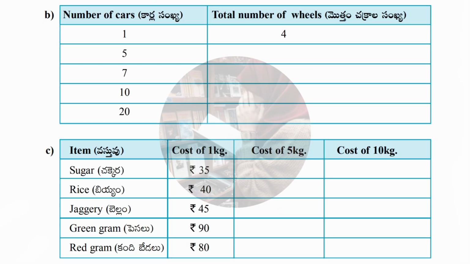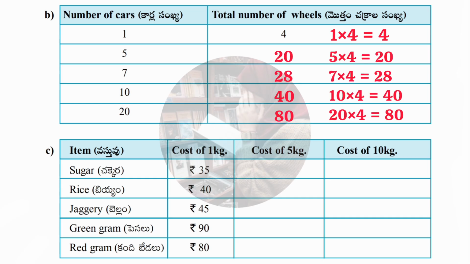Here also we have one table in which we have two columns. First column is number of cars, second column is total number of wheels. Let's see, for a car how many wheels will be there? We all know 4 wheels. Okay, so that's why 1 into 4 is 4. Next, if we have 5 cars, then how many wheels for 5 cars? 5 multiplied by 4 is 20. 5 fours are 20. Next, for 7 cars we'll have 28 wheels, means 7 fours are 28.